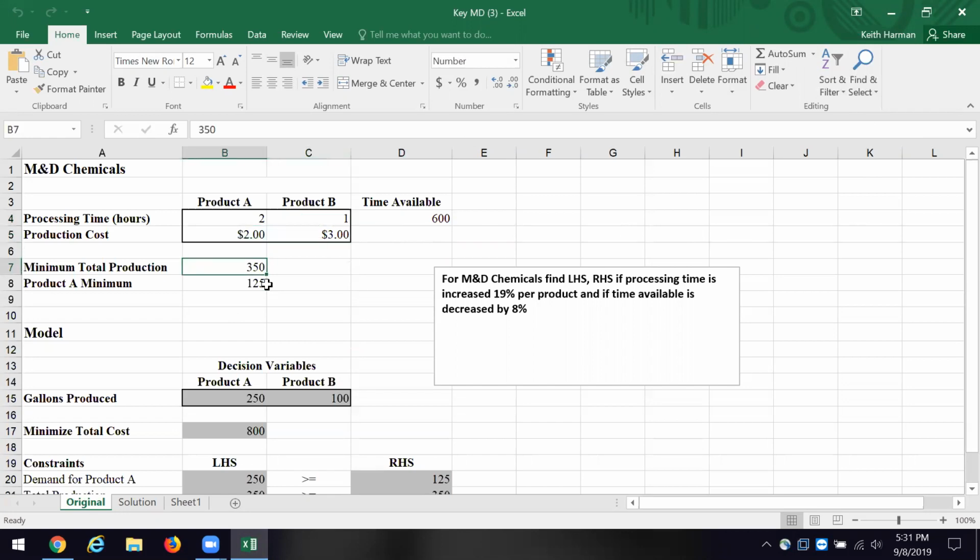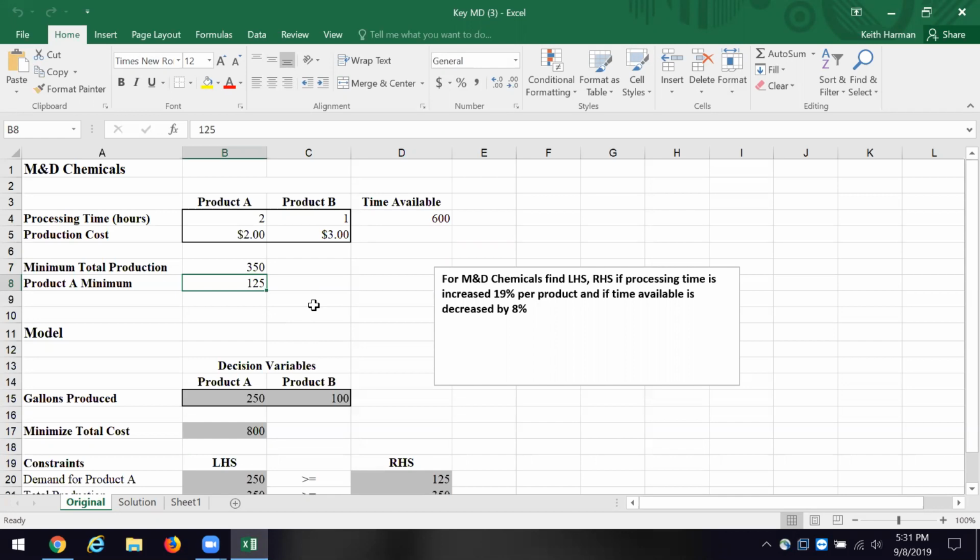Here is the minimum amount we need to produce overall, okay? We've got to make 350 gallons of this stuff, I guess, or units. And we have to make at least 125 units of A. So when we talk about a minimization problem, we're saying there is a floor or baseline cost and or output level we have to achieve.